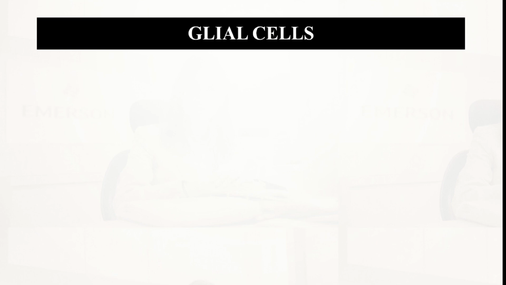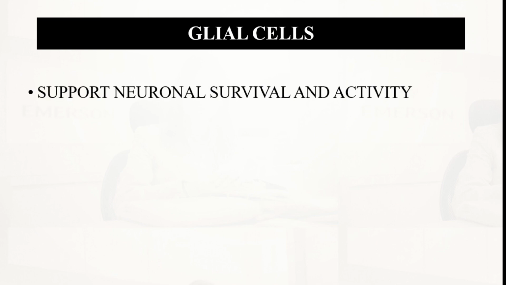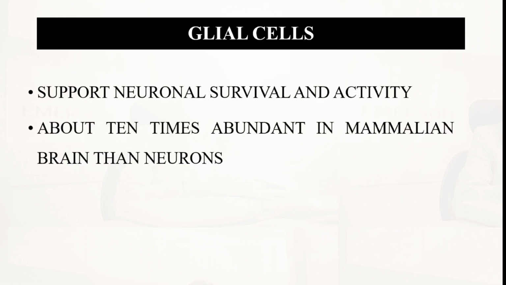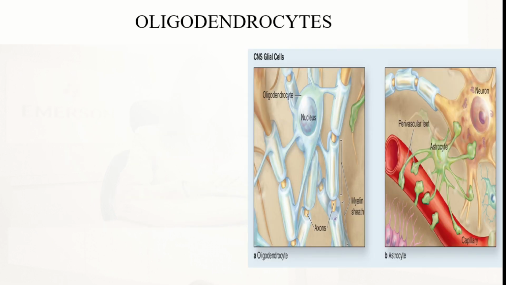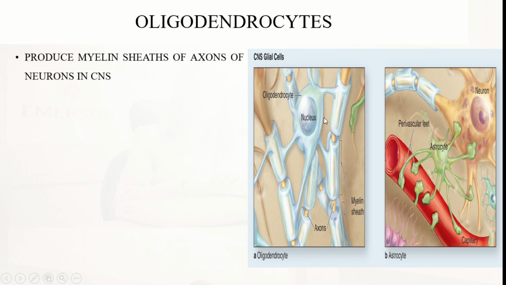Now let's talk about the glial cells. Of course, they don't conduct electricity, but they support neuronal survival and activities. They are about 10 times more abundant in the mammalian brain than neurons. Like neurons, they develop from progenitor cells of the embryonic neural plate. So this is another type of glial cell, the oligodendrocytes. Okay, this is how they look.